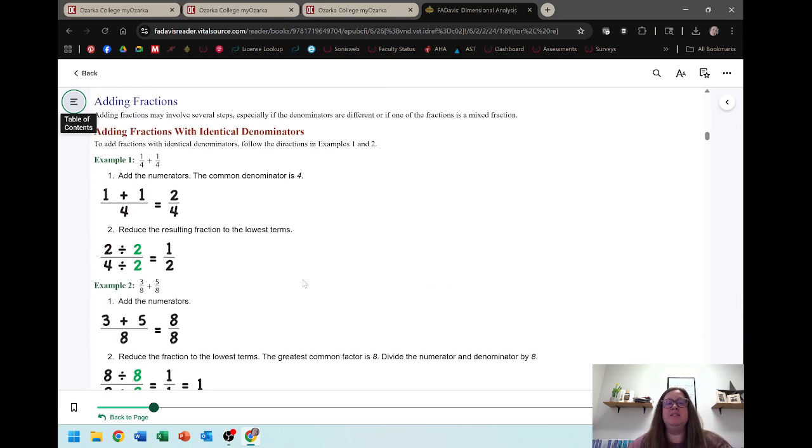So the first thing I'm going to talk about is adding fractions and the steps of adding fractions. So we must have a common denominator when we add fractions. So the first example here, 1/4 plus 1/4, they both have a common denominator of 4, so we don't have to change that. So we simply add the numerators, and we end up with 2 over 4. We have to make sure that that answer is reduced to lowest terms, and it is not. Both the numerator and the denominator are divisible by 2, and so when we divide those, we get 1 over 2.